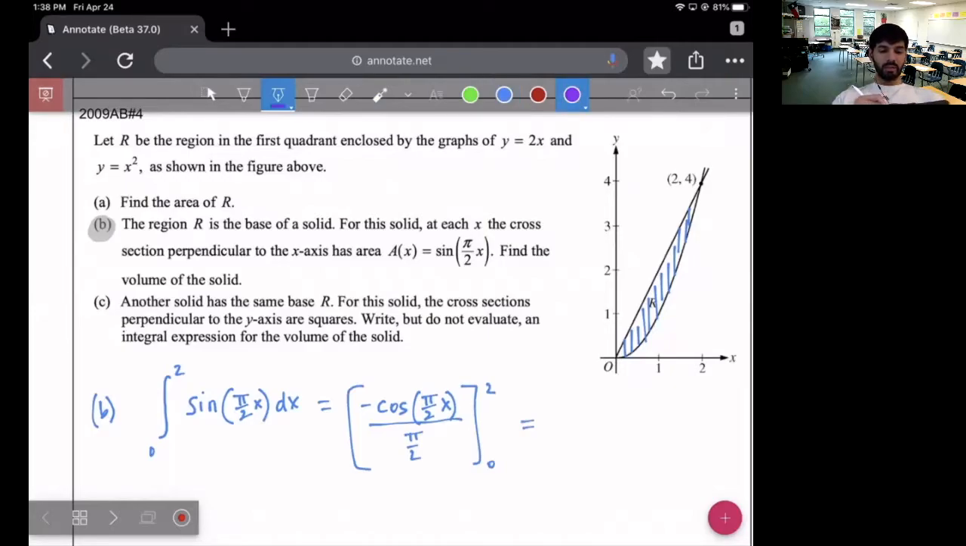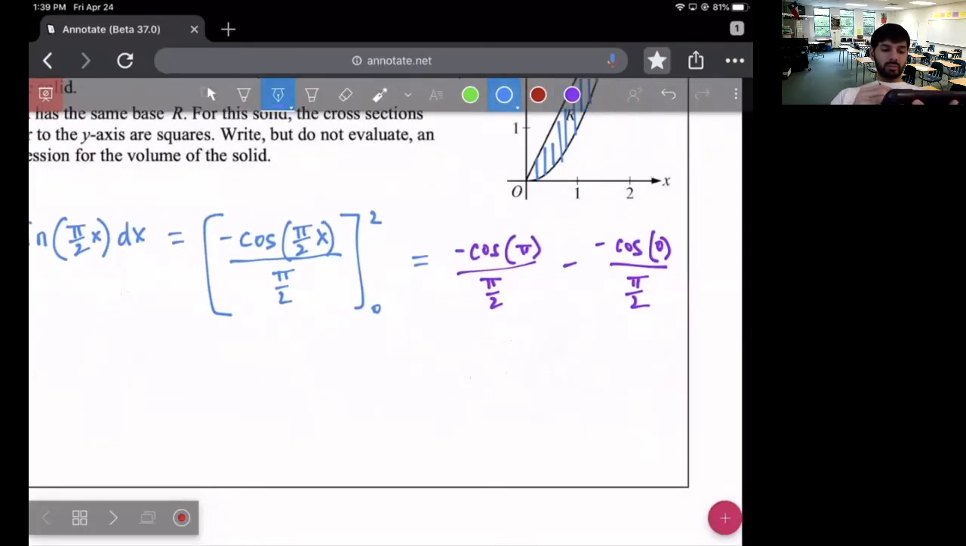So first let's plug in the 2. I get negative cosine of pi over 2 times 2, which is just negative cosine of pi, divided by pi over 2. And I have minus. Now we need to plug in the lower bound, 0: minus negative cosine of pi over 2 times 0, which is just 0, over pi over 2.